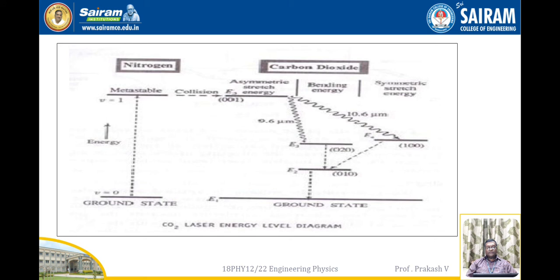The transition of the CO2 molecule from E5 to E2 gives rise to photons of wavelength 10.6 micrometer, and similarly the transition from E5 to E3 gives rise to photons of 9.6 micrometer, whereas the transitions from E3 to E2 and E2 to E1 will not emit any photon, but the difference in energy is emitted in the form of heat energy. So this will give you a clear picture of the energy level diagram of the CO2 laser.